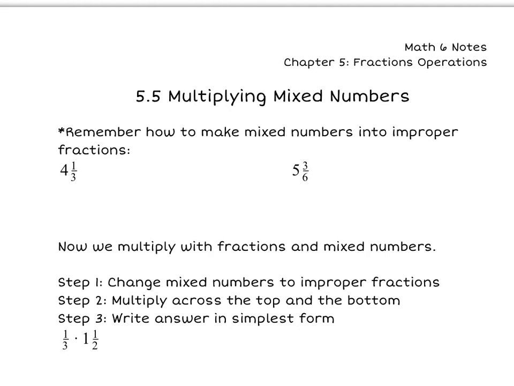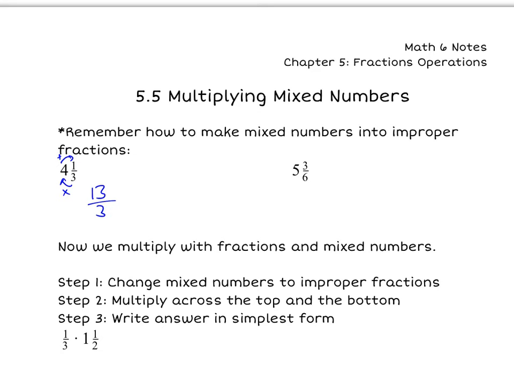So making a mixed number into an improper fraction, that is what you remember from 5th grade, this circle of life thing that you did. You multiply the denominator times the whole number and then add the numerator. So it's multiply here and then add here. So 3 times 4 is 12 plus 1 is 13, and your denominator stays the same. Okay. So you've got to remember that.